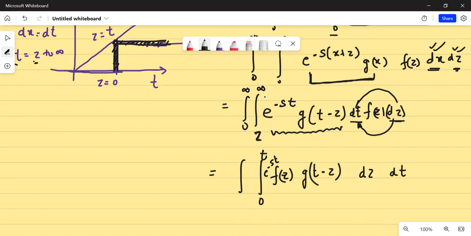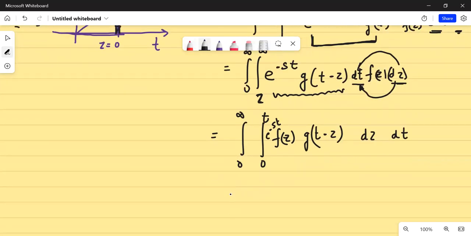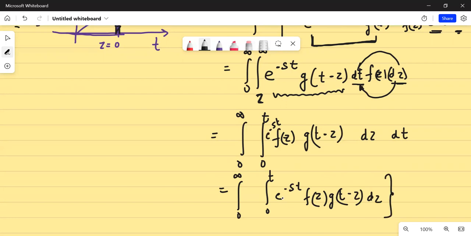Somewhere I have to write e to the power minus st. So I'm integrating with respect to z now. So z varies from 0 to t. What you are getting is that this is equal to the integral from 0 to infinity, integral from 0 to t, e to the power minus st f(z) g(t minus z) dz, and then you have to integrate with respect to t also. Is that clear?